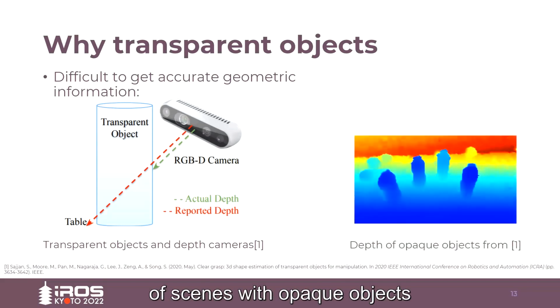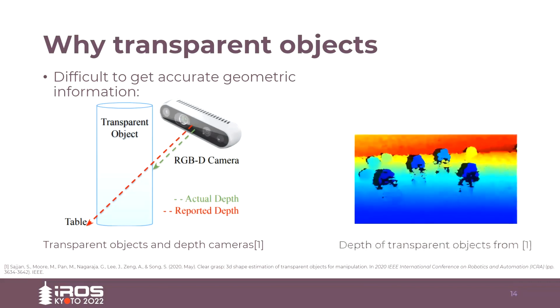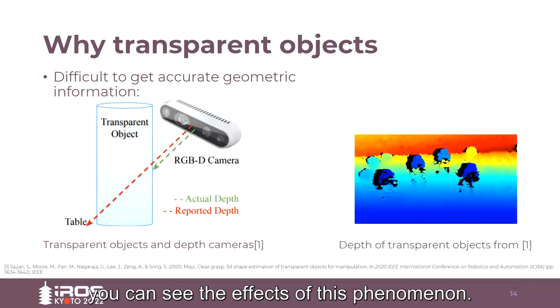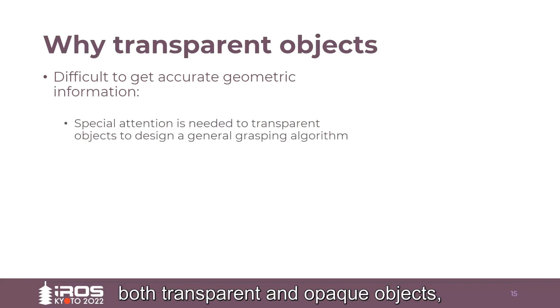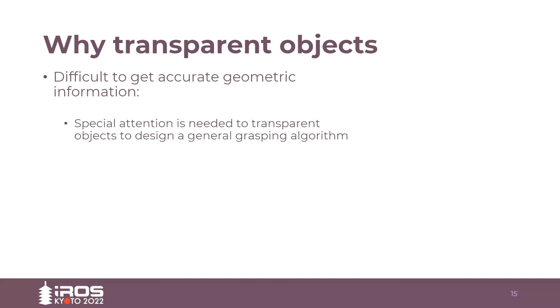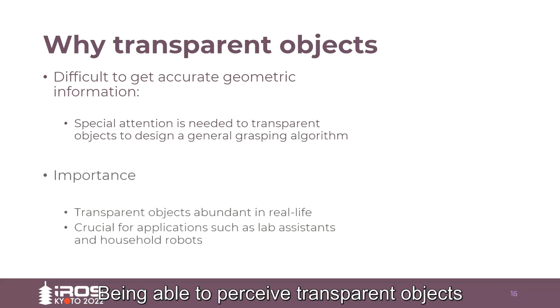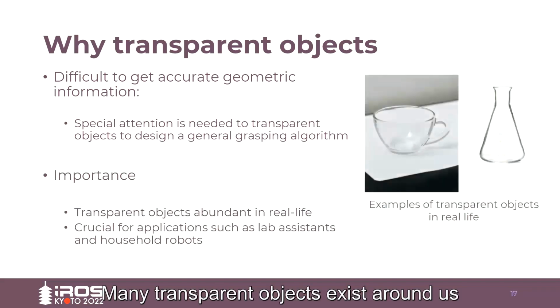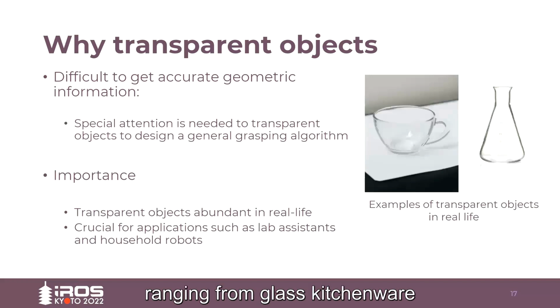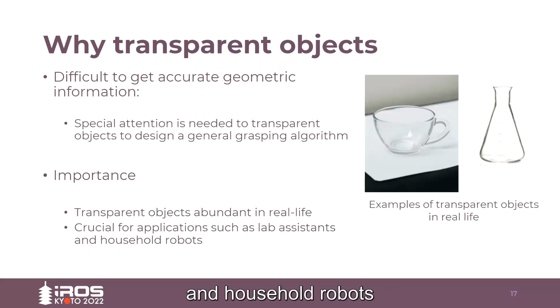Comparing the depth images of scenes with opaque objects and transparent objects, you can see the effects of this phenomenon. Thus, in order to grasp both transparent and opaque objects, special attention is required. Being able to perceive transparent objects is important, as many transparent objects exist around us, ranging from glass kitchenware to laboratory equipment, especially for applications such as lab assistants and household robots. Manipulating transparent objects is crucial.